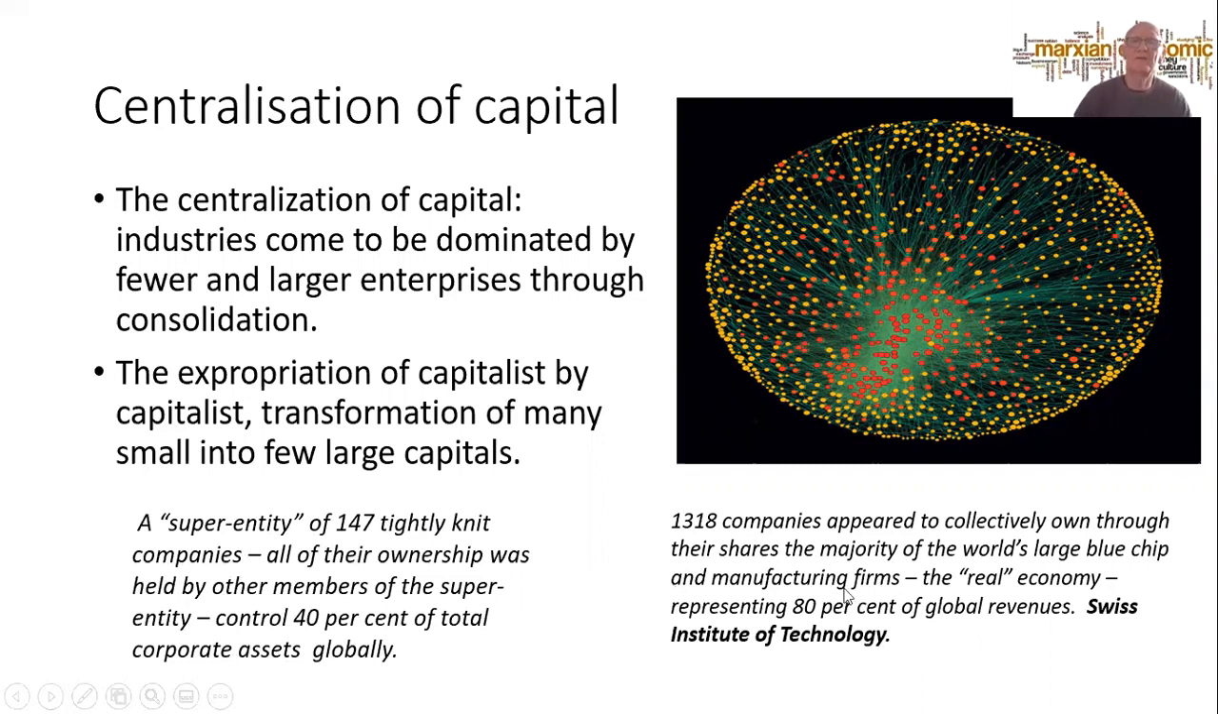The Institute said if you take it out to just over 1,300 companies, they own the shares in the majority of the world's blue chip and manufacturing firms, the real economy, if you like, leaving aside banks. They represent 80% of global revenues, just 1,300 companies in the world. So that's how that centralization has already begun.